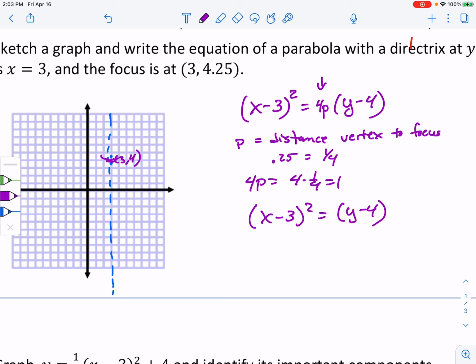If you want to put it in the other standard form like we used to see it, you can move the 4 over to this side and you end up with y equals (x minus 3) squared plus 4. There's your vertex. It went up 3. It's going to go this way. You plug in some x and y values and you can graph it. Okay?